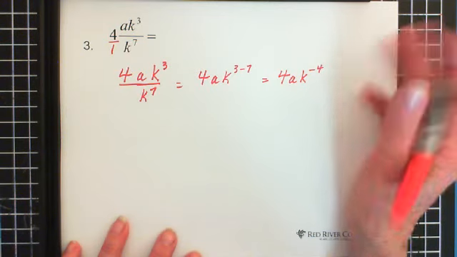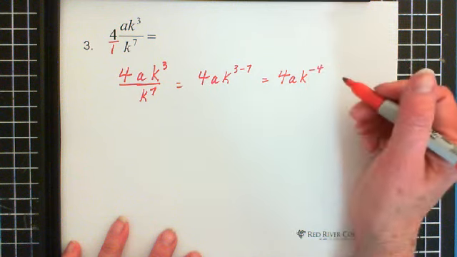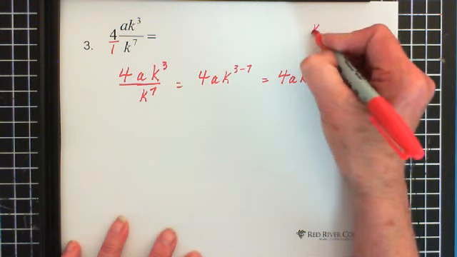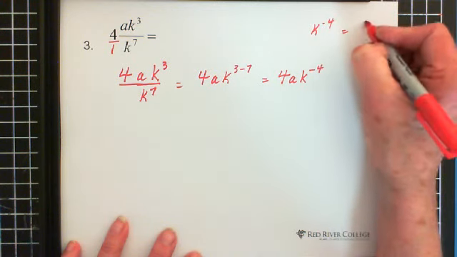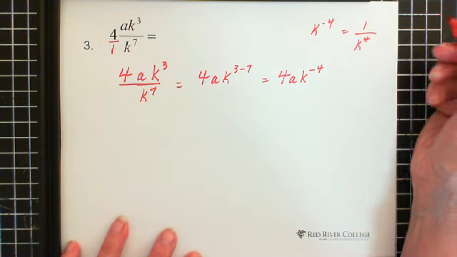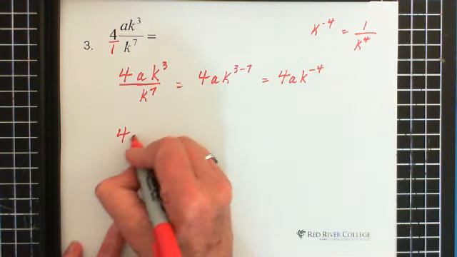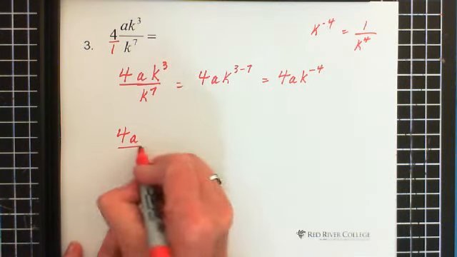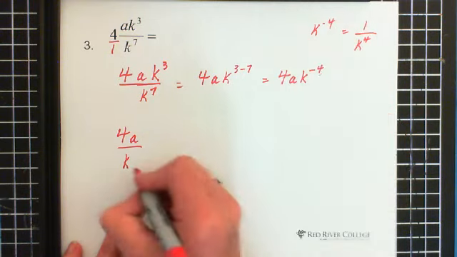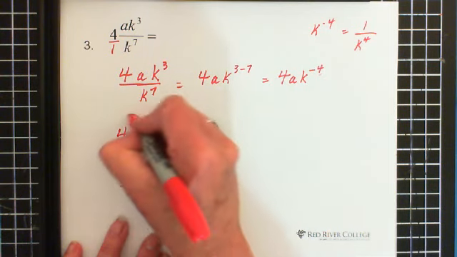Now, going back to the discussion that we talked about earlier with regards to negative exponents, we can't have a negative exponent, and k to the minus 4 is the same as 1 over k to the 4. They are the same thing. So the a stays the same, and you're essentially just moving the k down into the denominator and changing that exponent to a positive 4. And that would be your answer.